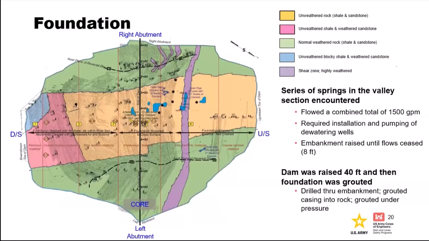What's interesting to note is they do follow a similar trend. So you've got your rock, kind of striking across the valley this way, and you've got quite a large shear zone here. And then you've got a lot of, I would say, accessory fractures and small scale faults that are more perpendicular to the structure. Those springs collectively flowed about 1,500 gallons per minute during construction, and they required installation and pumping of dewatering wells until the dam was raised to about 8 feet.